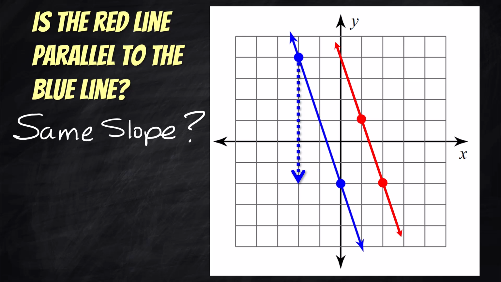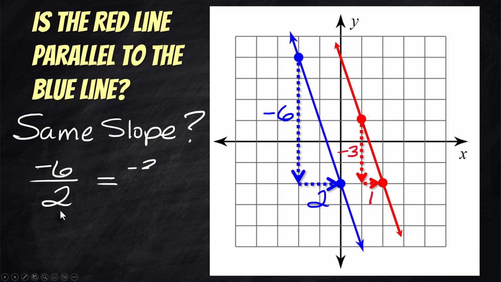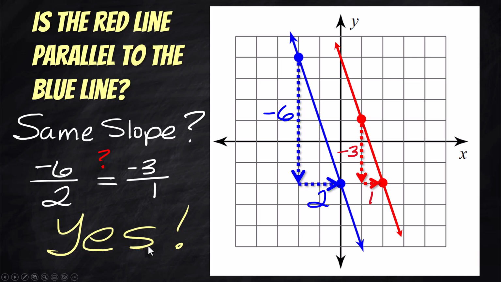And remember, slope is rise over run, so this is what I'm looking at right here. To get from this point to this point, I have to go down 6 over 2. And for this one, I have to go down 3 over 1. So you can probably tell, but just to prove it with the math, is -6 divided by 2 equal to -3 divided by 1? And yeah, it is. -6 divided by 2 is -3, and -3 divided by 1 is also -3. So the answer is yes, these two lines are parallel.